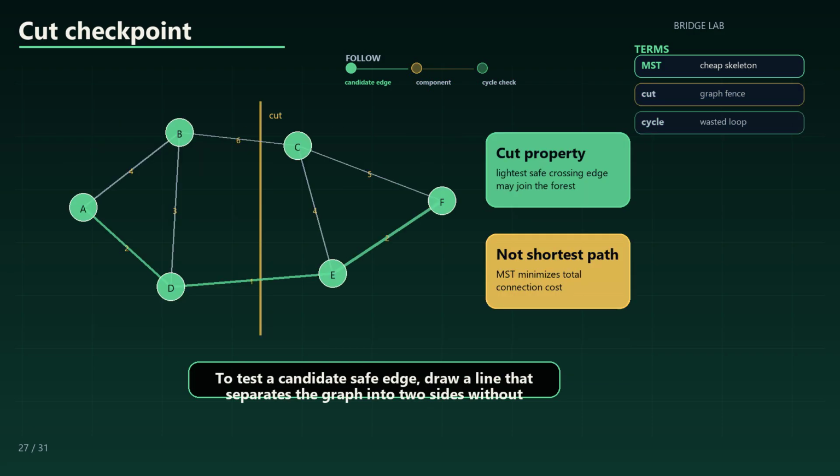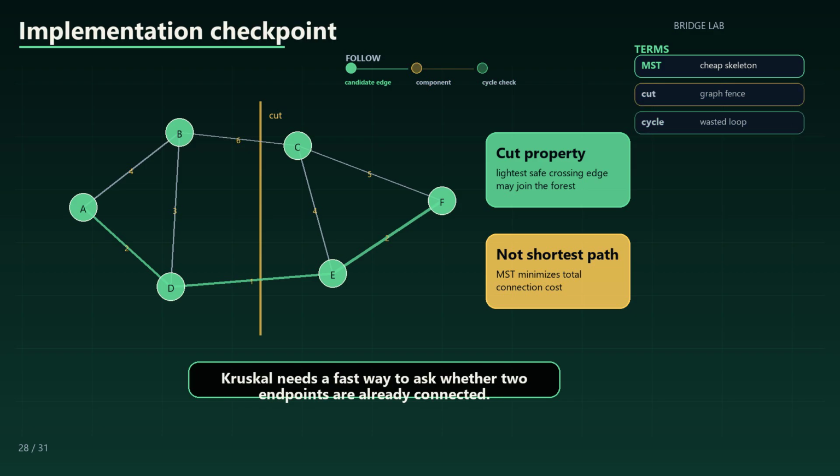To test a candidate safe edge, draw a line that separates the graph into two sides without cutting through a component you already built. Among the edges crossing that line, a lightest one is safe to add. The no-cycle rule is not cosmetic. A cycle means one edge is redundant for connectivity. Removing the most expensive edge on that cycle keeps everyone connected and can only improve the bill.